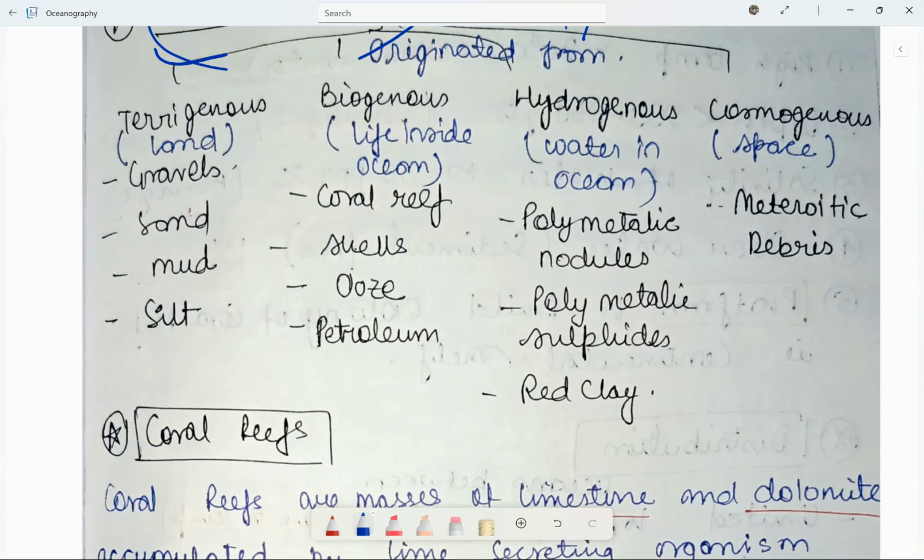Petroleum भी dead organisms के fossil fuel से बन रहा है. So petroleum. Hydrogenous. This is getting originated from the waters in the ocean. For example, polymetallic nodules, polymetallic sulfides, and the third one is red clay. There are cosmogenous deposits as well. This cosmogenous deposit is the result of meteoritic debris.